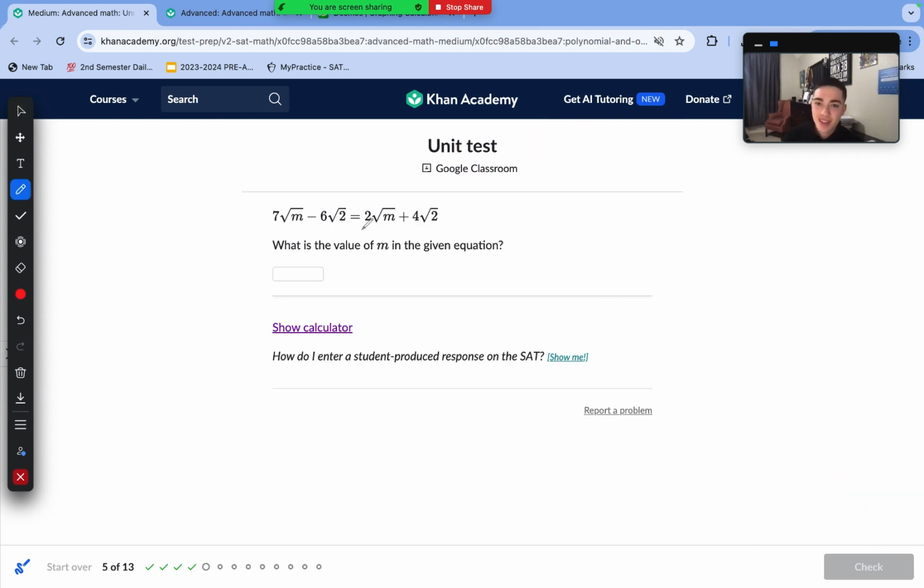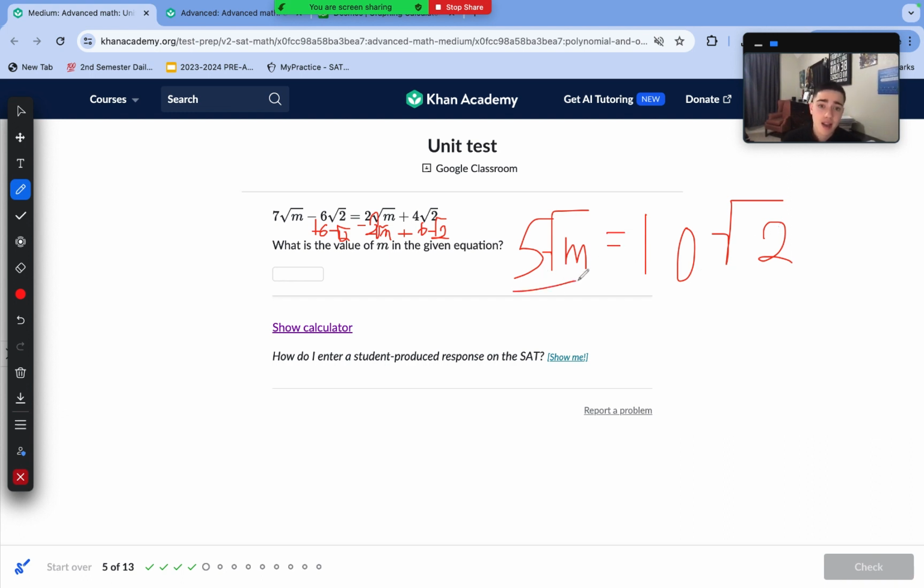First, with this one, we just have to isolate and solve for the variable m. How we're going to do that, we're first going to add 6 square root of 2 on both sides, 4 square root of 2 plus 6 square root of 2. We can just add the fronts together. That's 10 square root of 2. Now we can move over this 2 square root of m on both sides. 7 square root of m minus 2 square root of m is 5 square root of m. So we are left with 10 square root of 2 equals 5 square root of m.